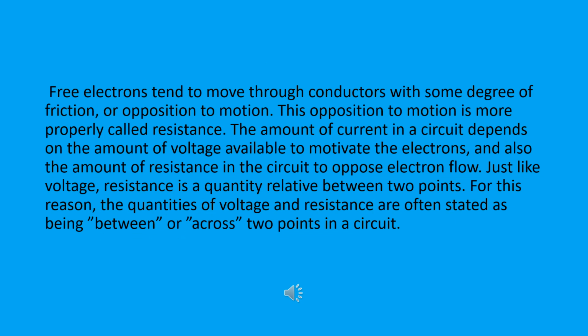Free electrons tend to move through conductors with some degree of friction, or opposition to motion. This opposition to motion is more properly called resistance. The amount of current in a circuit depends on the amount of voltage available to motivate the electrons, and also the amount of resistance in the circuit to oppose electron flow. Just like voltage, resistance is a quantity relative between 2 points. For this reason, the quantities of voltage and resistance are often stated as being between or across 2 points in a circuit.